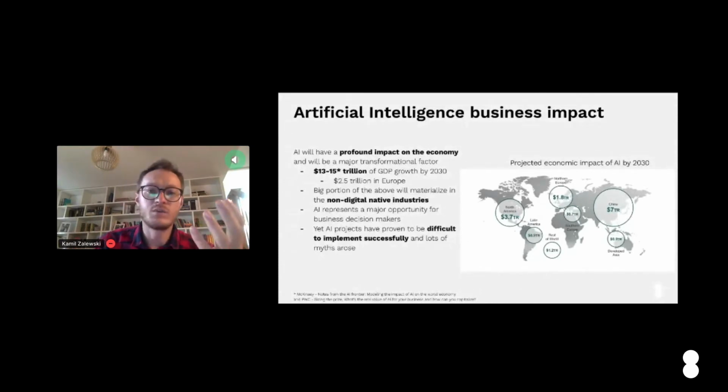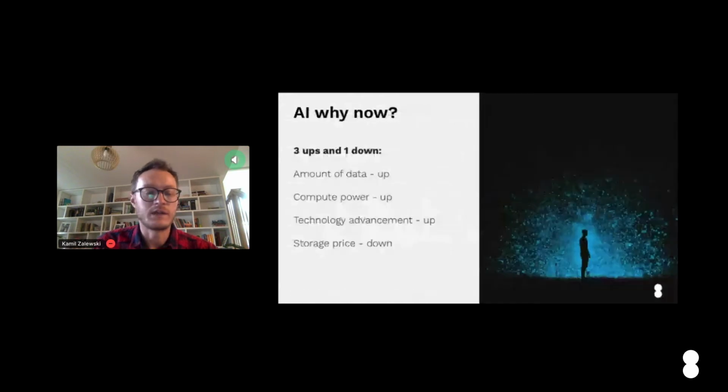So on one hand, we've seen that AI is a major business opportunity, and yet we've seen on the market that AI projects have proven to be somewhat difficult to implement. And there are a lot of myths around the topic that arose that can potentially dilute the impact of AI. And you might be thinking, why now, right? Why is AI such a hot topic right now, given the fact that AI has been here all the way from the 60s of the last century?